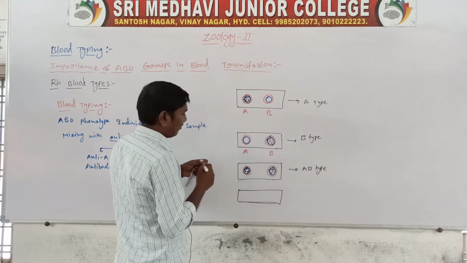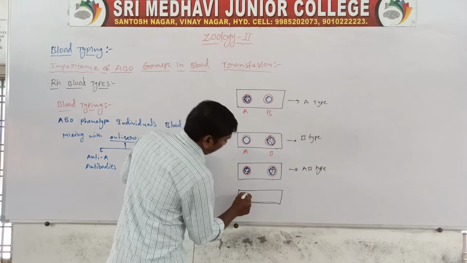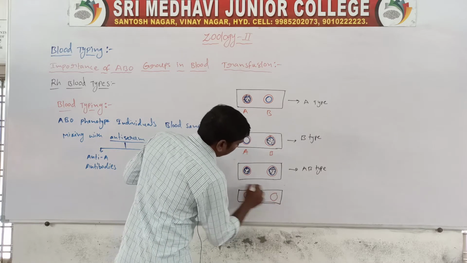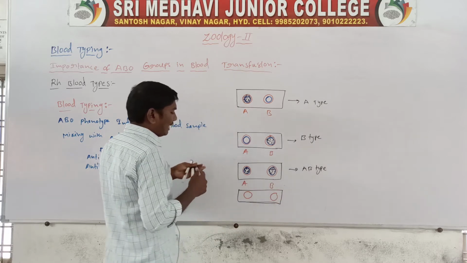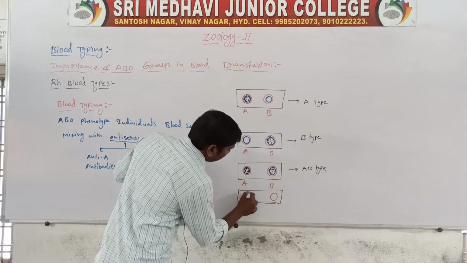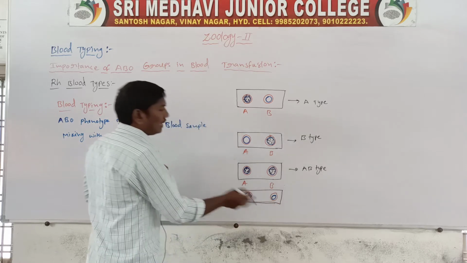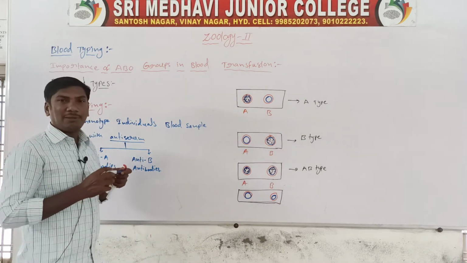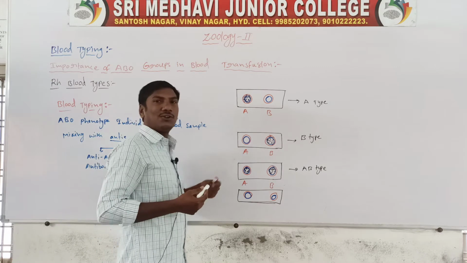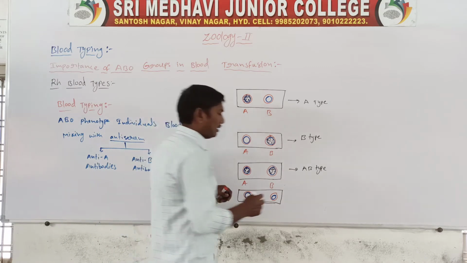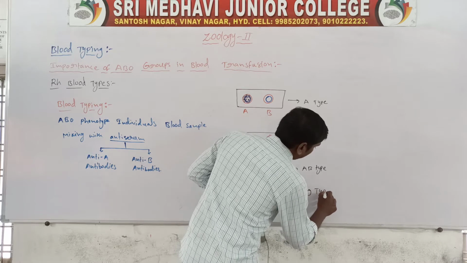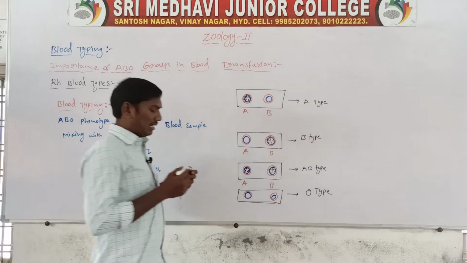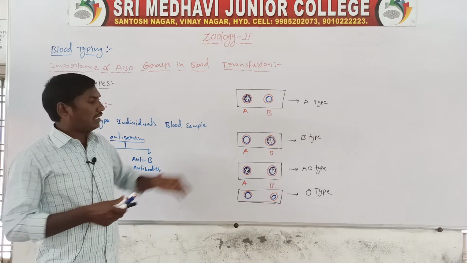Slide, sample A and sample B. We add the anti-serum. In these two samples there is no clumping, no clotting formation. So this blood group is called O type blood group. So that is blood typing.